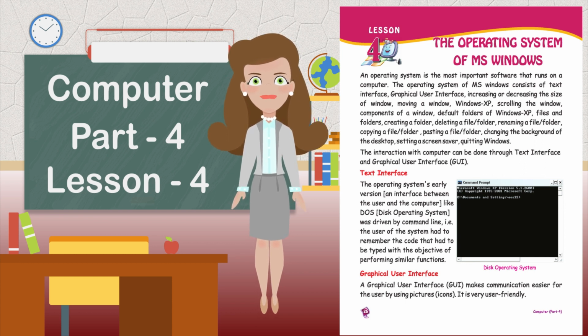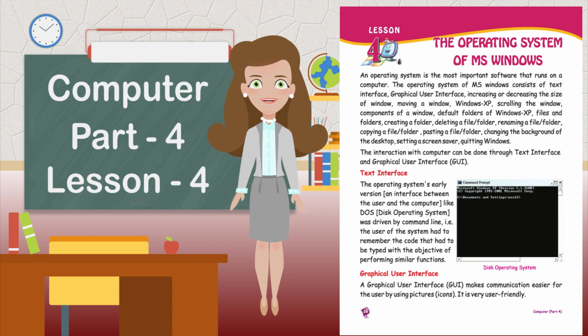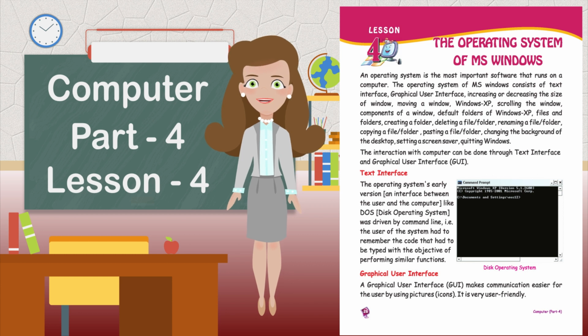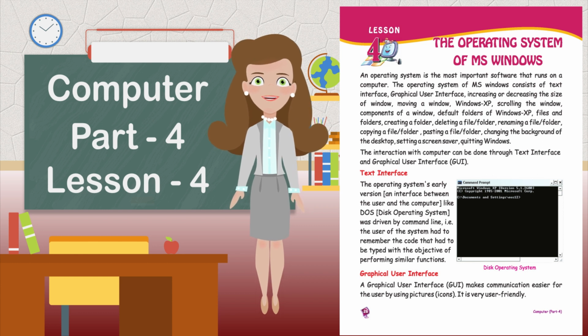The operating system of MS Windows consists of text interface, graphical user interface, increasing or decreasing the size of window, moving a window, Windows XP, scrolling the windows, components of a window, default folders of Windows XP, files and folders, creating a folder, deleting a file, folder, renaming a file, folder, copying a file, folder, pasting a file, folder, changing the background of the desktop, setting a screensaver, quitting Windows.